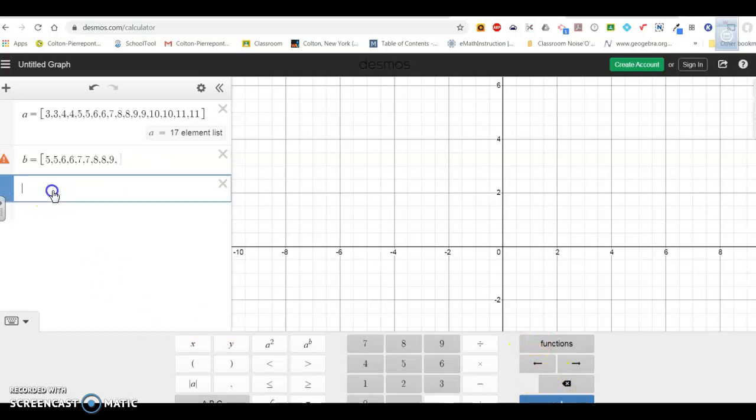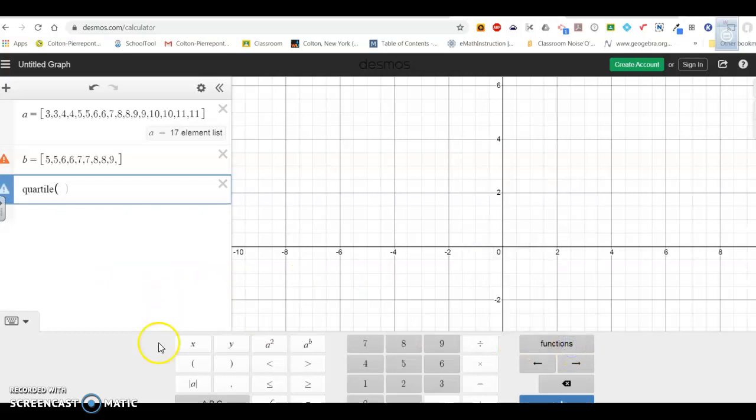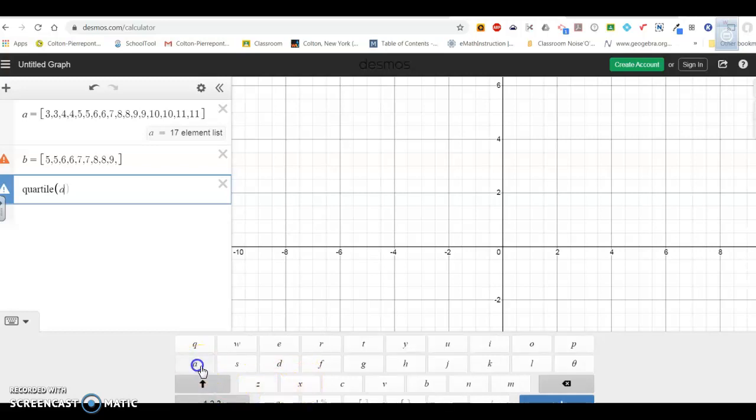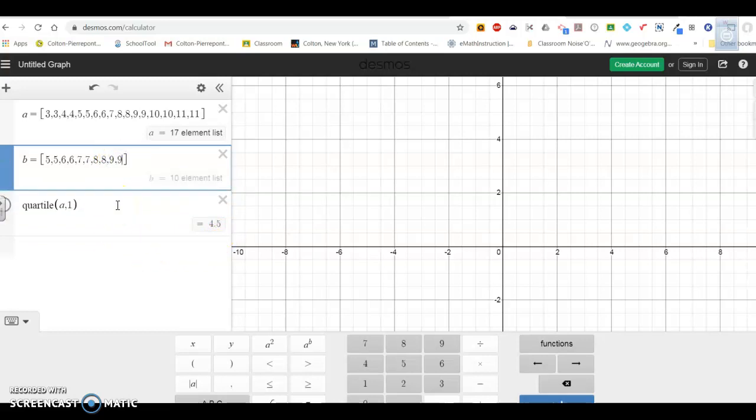All right, so if I go to Function, quartile, if I want to do A, I would press A, comma, 1. There's quartile 1. All right, and if I wanted to do B, I forgot to put my other numbers here. There we go.